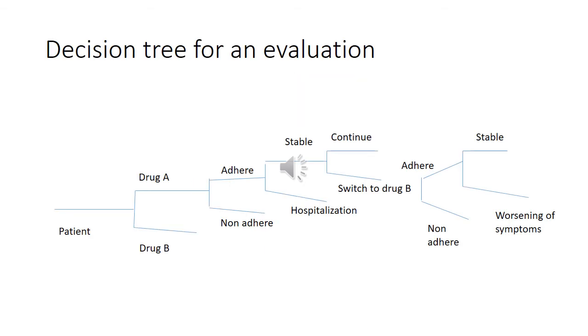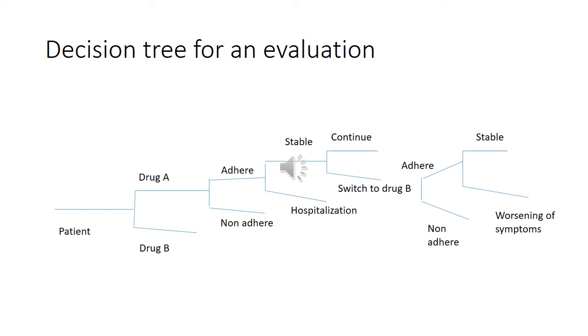Now let us understand with the help of this slide how exactly you arrive at a decision. So consider there is a patient who is in need of a treatment. You have two options for the patient, that is drug A and drug B. Now consider that you choose drug A.